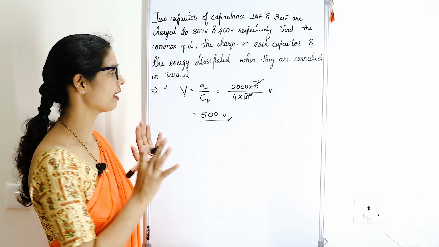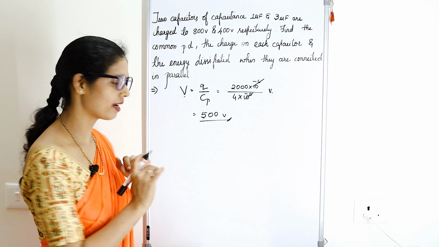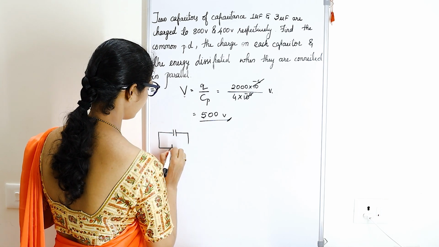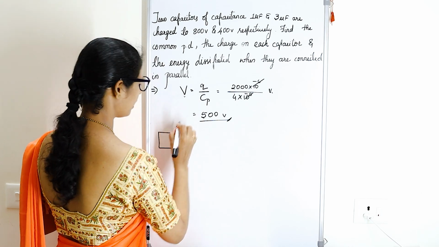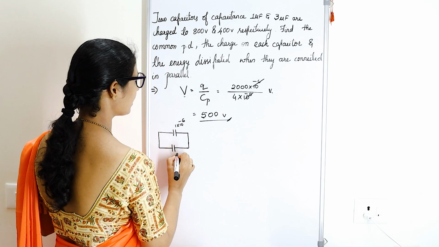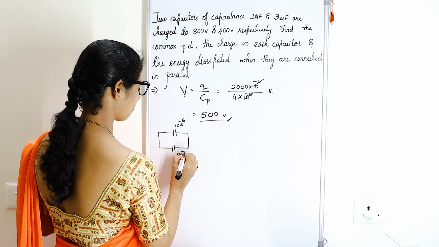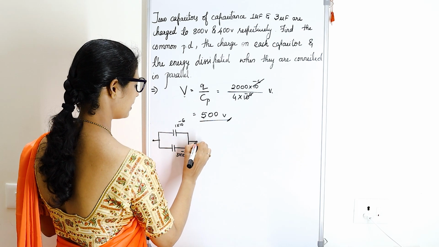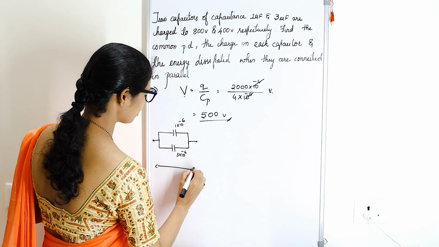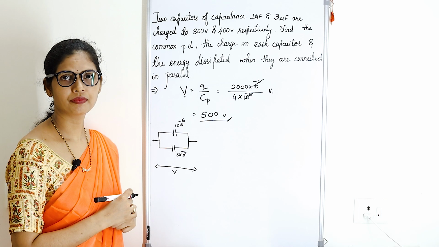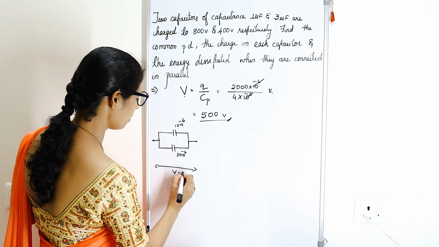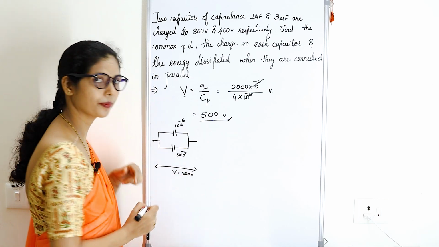Now let's say you have connected the capacitors in parallel. So let's say this is one capacitor and this is one more capacitor. The capacitor which has value 1 into 10 to the power of minus 6 and this one has value 3 into 10 to the power of minus 6. When the capacitors are in parallel, the potential difference across each capacitor is common. So what is the potential difference across these two capacitors now? Here it is 500 volt.